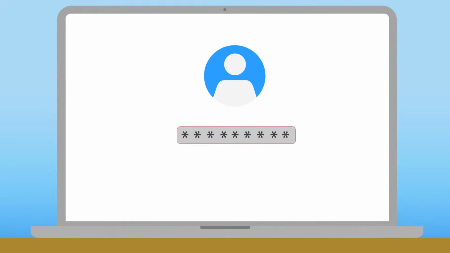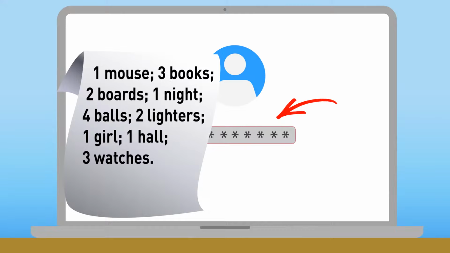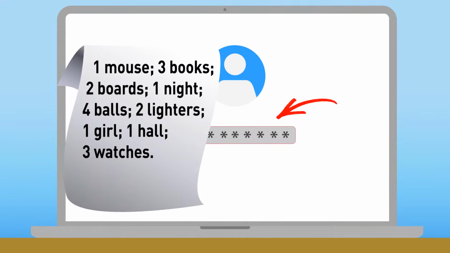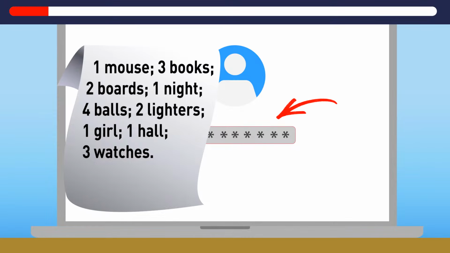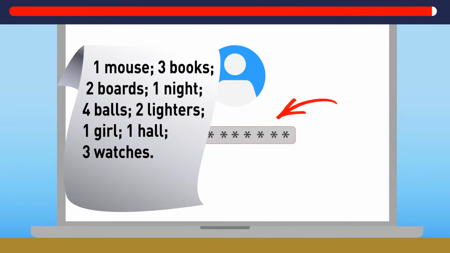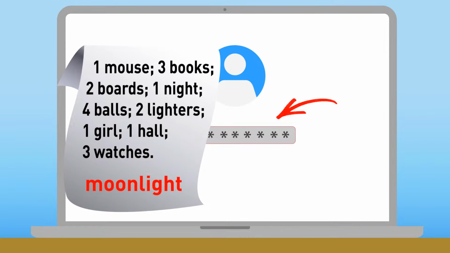You need to get into your rival's computer, but it's password protected. The only hint you have is a note you found hidden under the keyboard. Can you figure out what the password is? It's moonlight. The number in front of each word refers to the corresponding letter of this word.